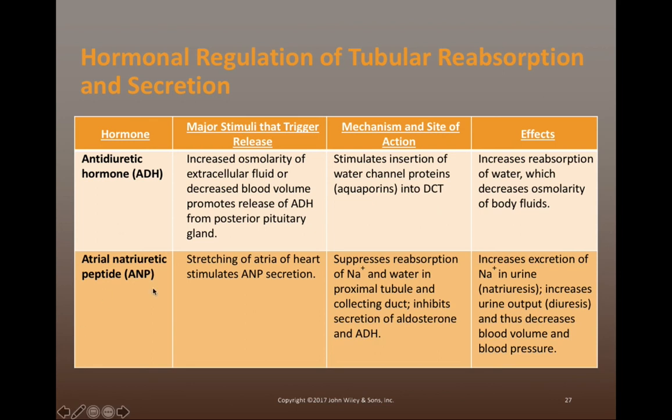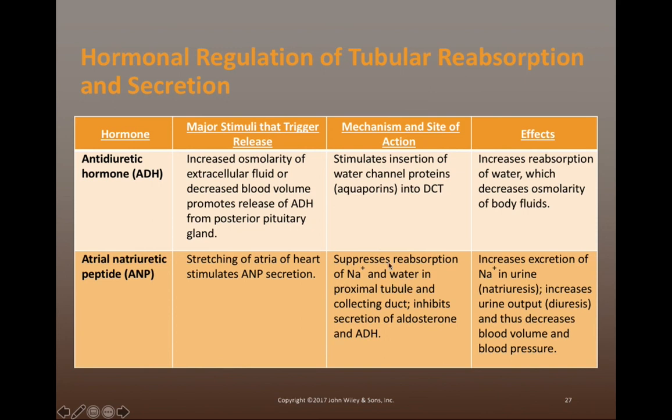And then another familiar player here, atrial natriuretic peptide. We know what stimulates the release of this hormone, and that's going to be the stretching of the atria. Just as it did with glomerular filtration, atrial natriuretic peptide is going to work against antidiuretic hormone, aldosterone, and angiotensin II. In the event that there's greater stretching of the heart, more atrial natriuretic peptide will be released. Oftentimes we get more atrial stretching when blood volume is high. So atrial natriuretic peptide is actually going to prevent the reabsorption of sodium, and therefore that's going to leave more water in the renal tubule.